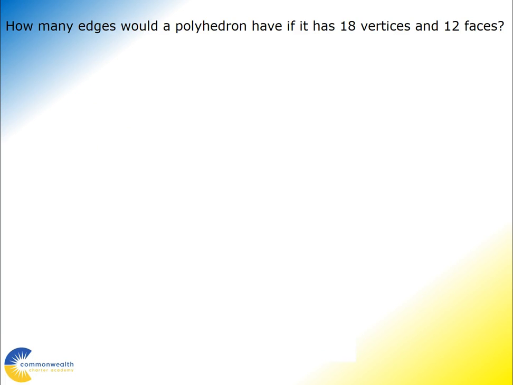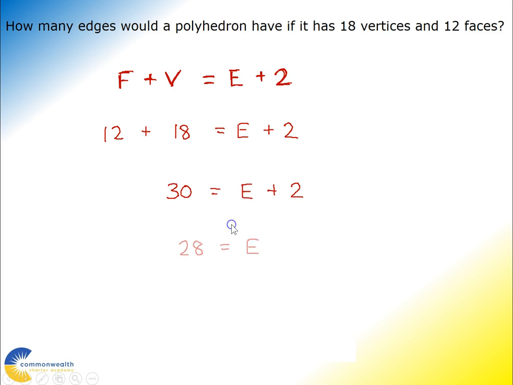How many edges would a polyhedron have if it has 18 vertices and 12 faces? Well, any question that deals with the faces, edges, and vertices is asking you to use Euler's formula, which is F plus V equals E plus 2. And I'm going to make sure I plug things in the right space. So number of faces is 12, number of vertices is 18. E is what I'm looking for, plus 2. So 30 equals E plus 2, which means 28 would be E. This thing would have 28 edges.